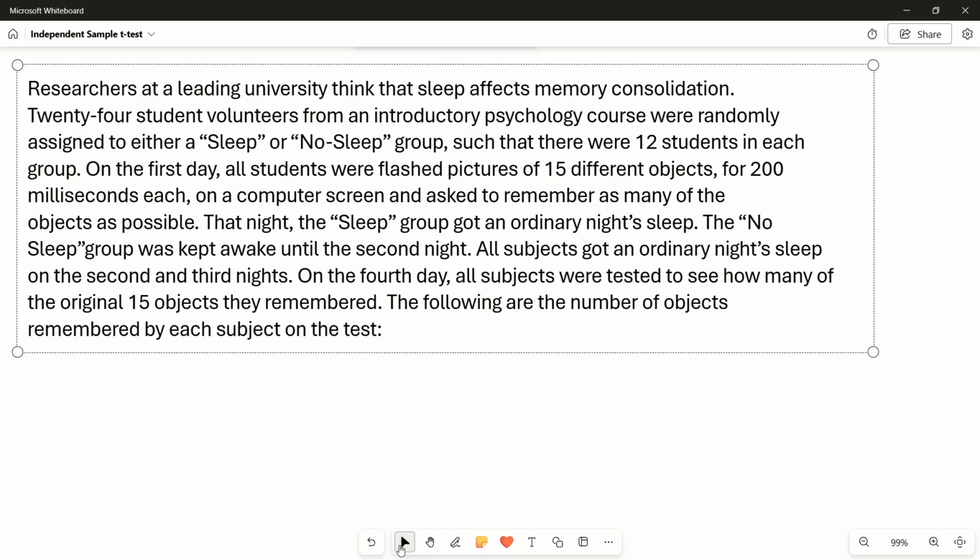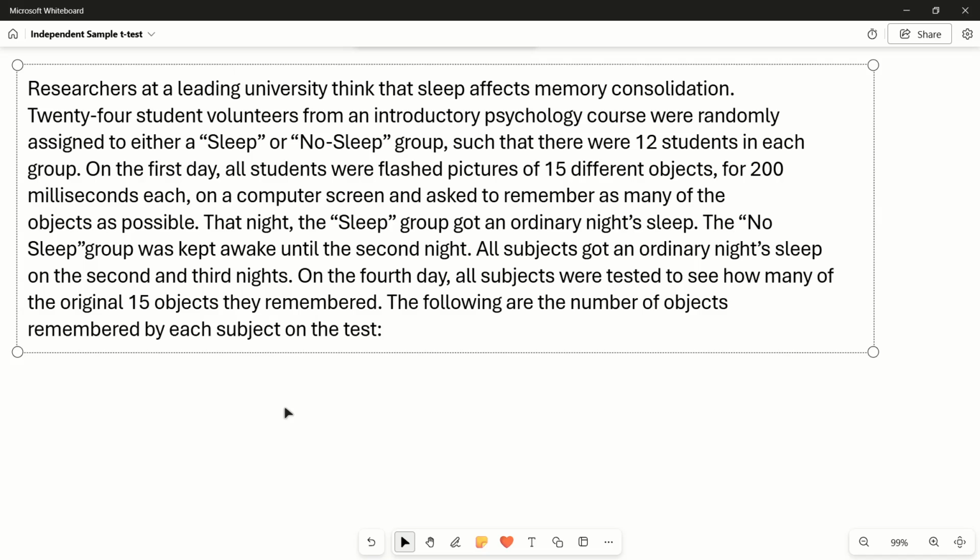Researchers at a leading university think that sleep affects memory consolidation. Memory consolidation is memory strengthening. 24 students volunteered from an introductory psych course and were randomly assigned to either a sleep or no sleep group, and there were 12 participants in each group.